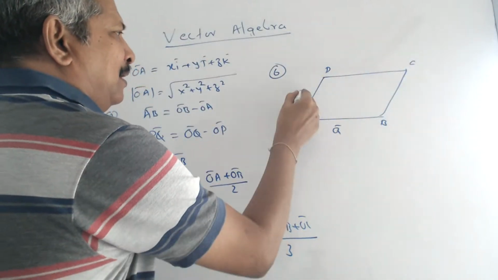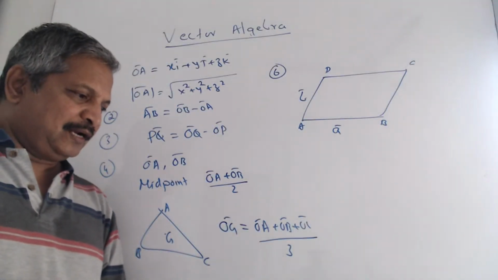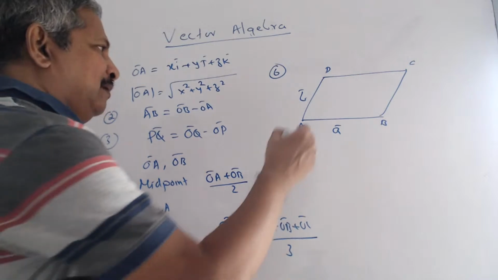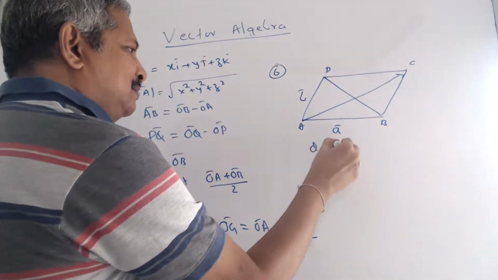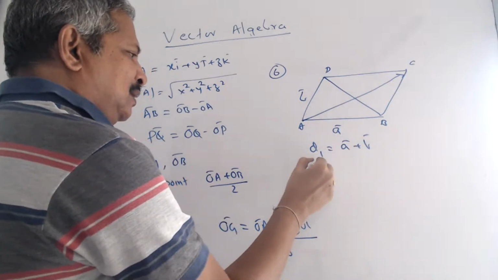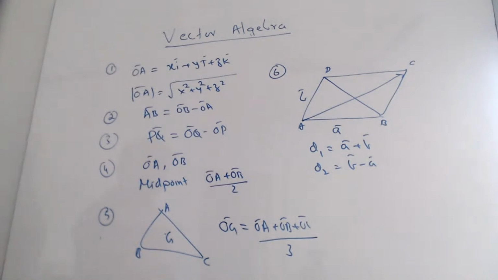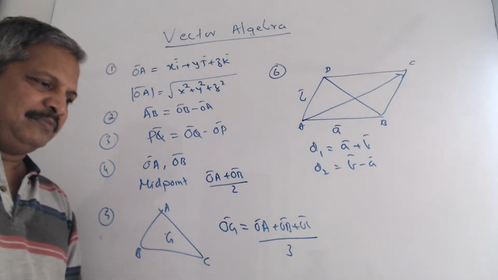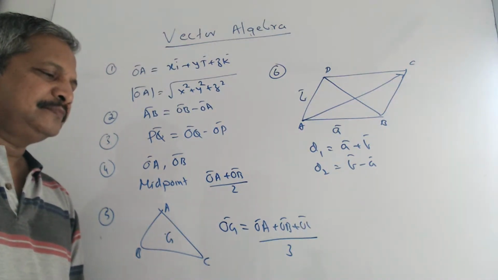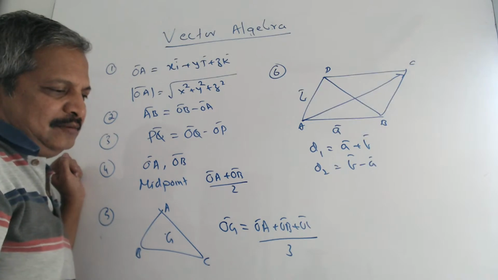A bar, B bar are adjacent sides of a parallelogram. Then this is called the principal diagonal, this is called the other diagonal. One diagonal is A bar plus B bar, another diagonal is B bar minus A bar. So, adjacent sides of a parallelogram are A bar and B bar. Then one diagonal is A bar plus B bar, the other diagonal is B bar minus A bar.